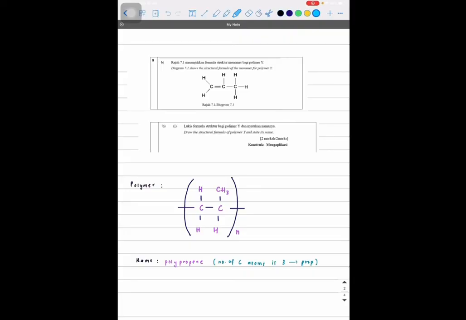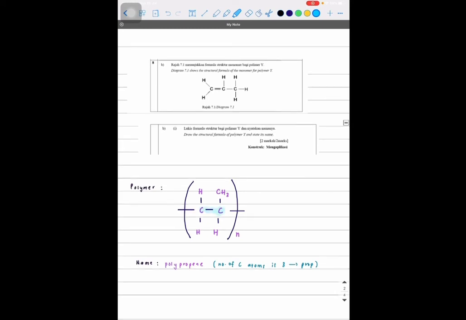Okay, so question 8, the first one, we need to draw the structural formula of polymer Y and state its name. As you can see, the structural formula of the monomer for polymer Y is already given. To draw the polymer, we must follow a few easy steps. Firstly, draw the carbons. As you can see, there are 2 carbons, so we need to draw 2 carbons, but instead of drawing them with a double bond, we draw them with a single bond.